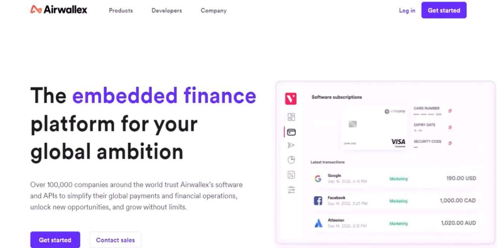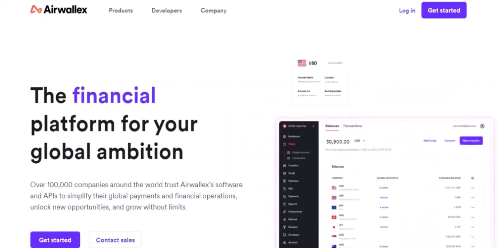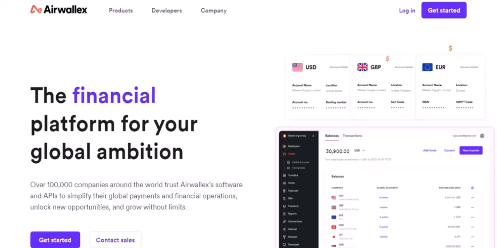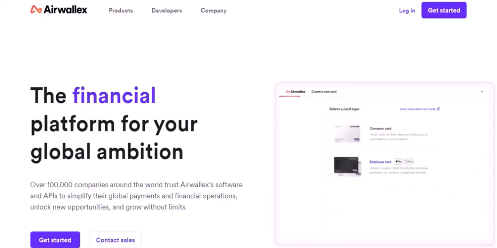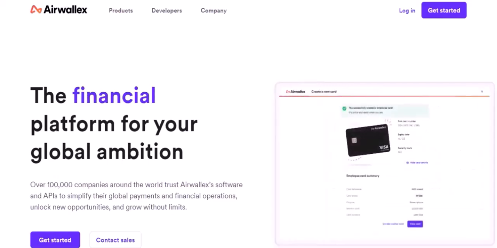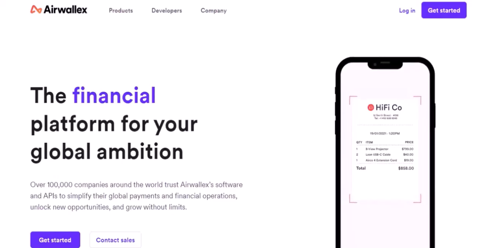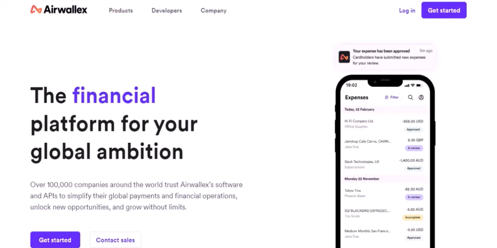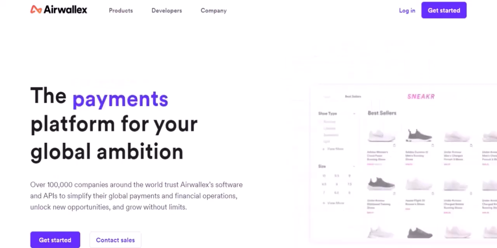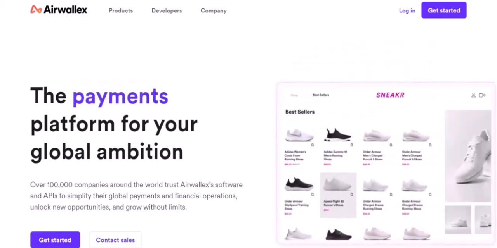Airwallex has become a popular platform for its efficient and often cost-effective way to send and receive money across borders. You can hold multiple currencies, make international transfers, and even issue virtual cards. But at some point, you'll likely need to access those funds in your local currency, right here in Nigeria, through your familiar bank account. So, the burning question remains, can you actually transfer your Airwallex money to your bank account?